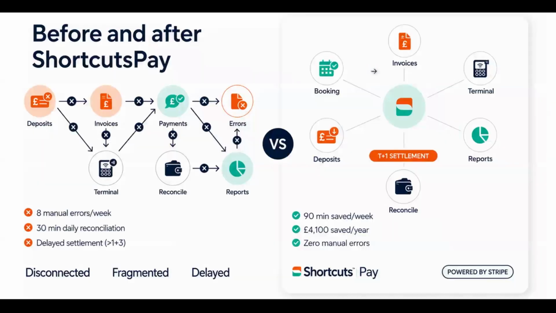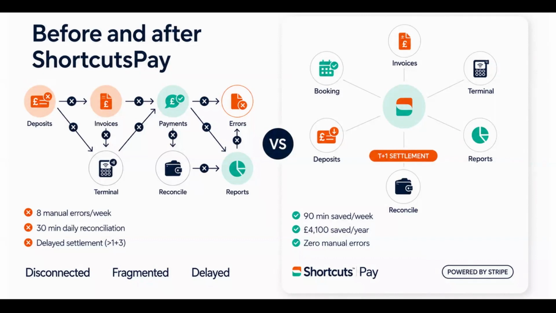Before Shortcuts Pay, we're trying to chase deposits, invoicing people, looking at different reports, manually typing amounts in on a different card terminal, trying to track payments, and there are errors. We're trying to reconcile at the end of the day, opening up another report, and we've got a spreadsheet. It's all going on. We're looking at around 8 manual errors a week. Some of you maybe more, some of you hopefully less. 30 minutes a day just trying to reconcile all of this.